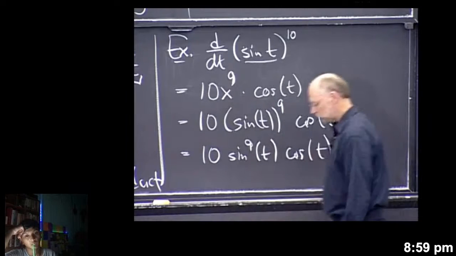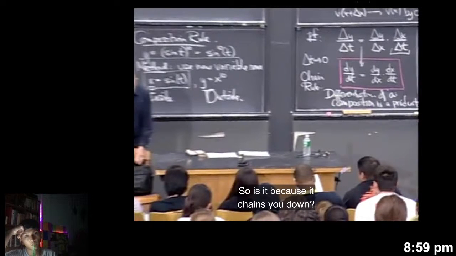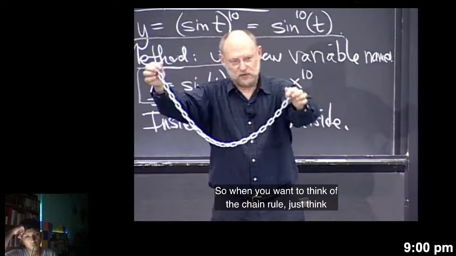You know, people often wonder where the name chain rule comes from. I was just wondering about that myself. Is it because it chains you down? Is it like a chain fence? I think I've decided what it is. It's because by using it, you burst the chains of differentiation. You can differentiate many more functions using it. So when you want to think of the chain rule, just think of that chain rule. It lets you burst free.